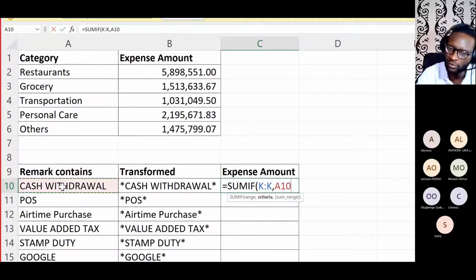No, it will not work. This will only work if that's the only thing in that column, in the cells in that column. So now say as long as it contains cash withdrawal. So that's why you put star before, star after.